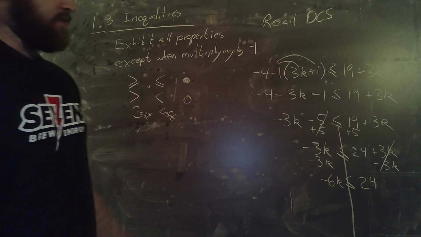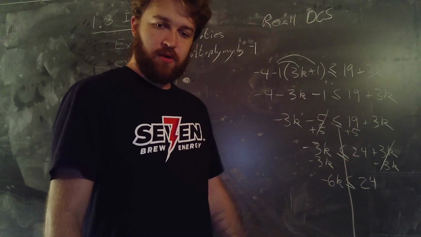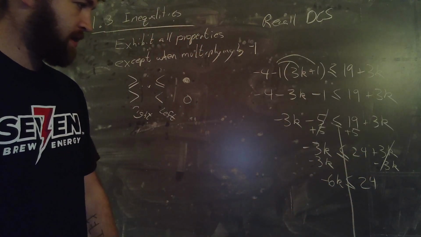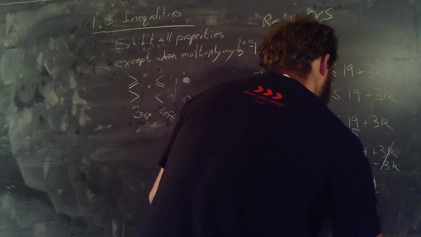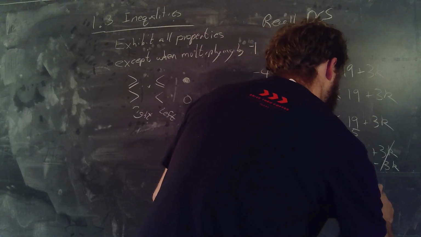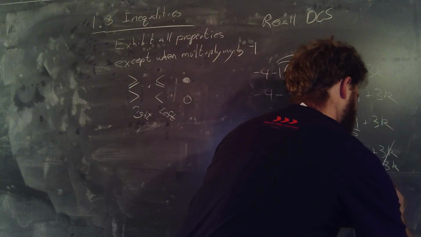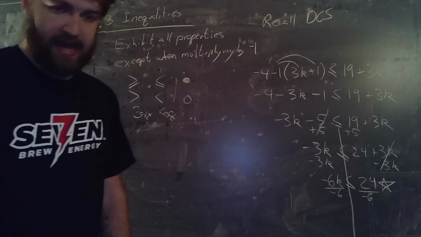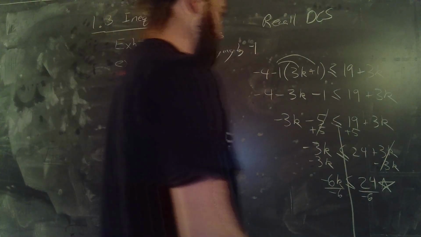Lastly, when we have a statement of a number times a variable is either equal, less, or greater than another number, we can just divide everything by the number in front of the variable. So divide by negative 6. Now notice that I said divide by negative 6, so I'm going to put this star here so that I know that I have to invert the direction of my inequality when I write my answer.